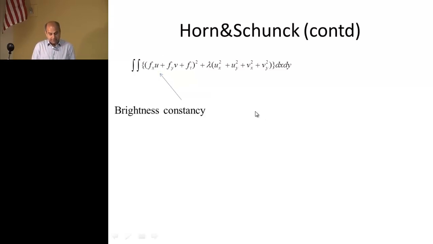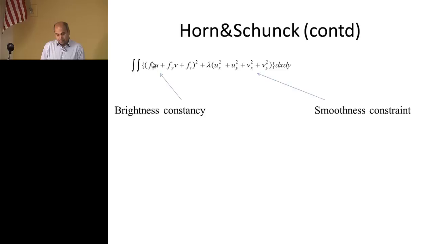Which means that if the optical flow at a given pixel is correct, then, this is a double integral, which means we are going to do this for every pixel, ideally this will be 0. Okay, but it may not be exactly correct. It may be a small error. So we square the error and it should be a small number.